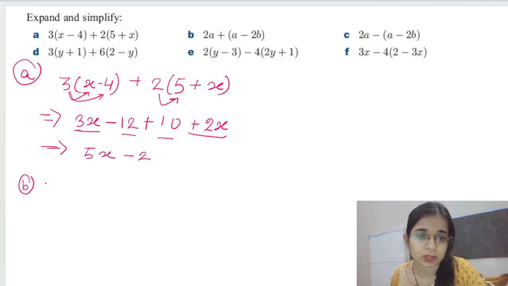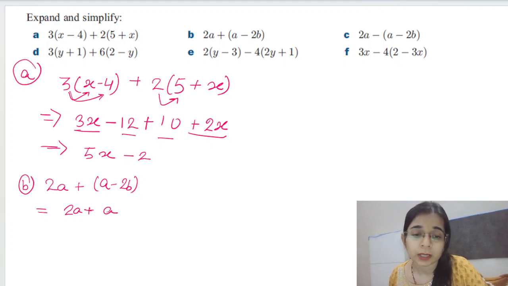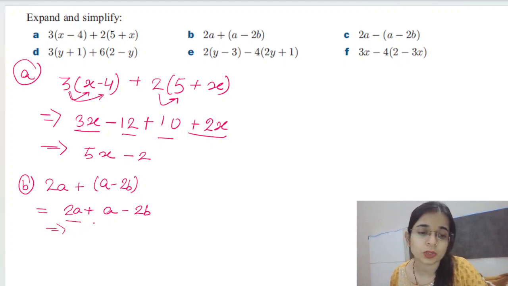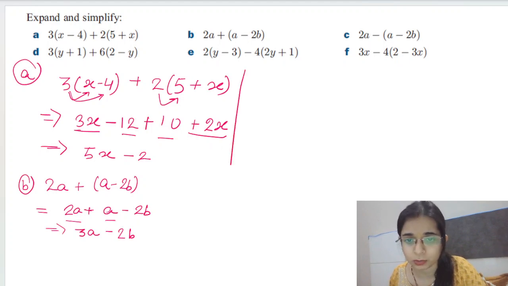Now moving to the second question, here it is 2a plus a minus 2b. This is a simple question. This bracket makes no sense because there's no term outside the bracket which we are going to multiply. So we can directly open the bracket, and as there is a positive sign outside the bracket, the sign of the terms inside the bracket will remain as it is. So here 2a plus a, it will be 3a minus 2b. This was a simple easy question.